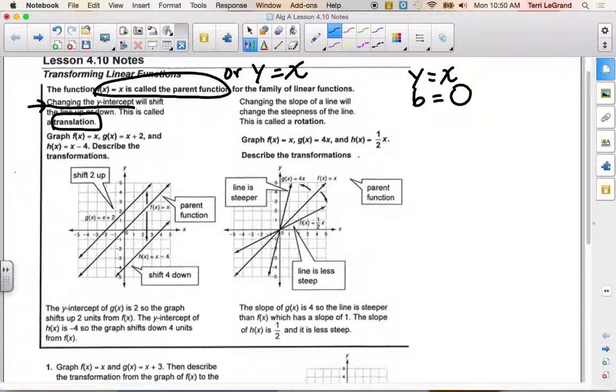Can it go side to side? It can. That's another type of translation that we're not going to study this year, called a horizontal translation. We're only going to study the vertical translations. They're the easier ones, by the way. We get to just study those right now.